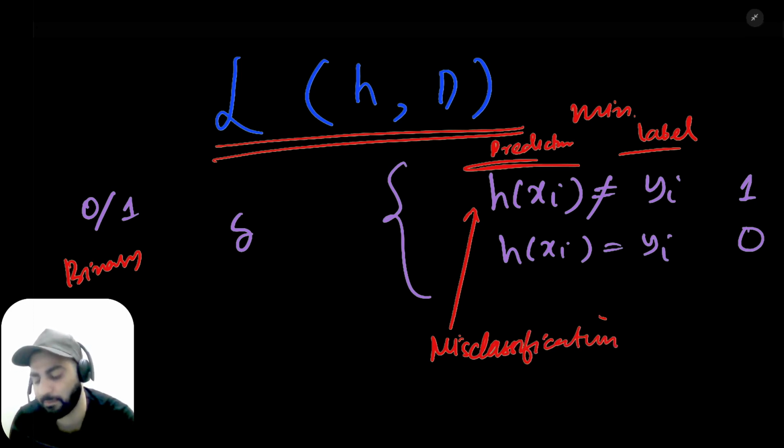You'll hear these terms frequently, maybe when you read papers or books. This is correctly classified, or correct classification, where the prediction is equal to the label. So this is what is called binary loss. Now I need to make this binary loss into a function. I need to write it as a function.